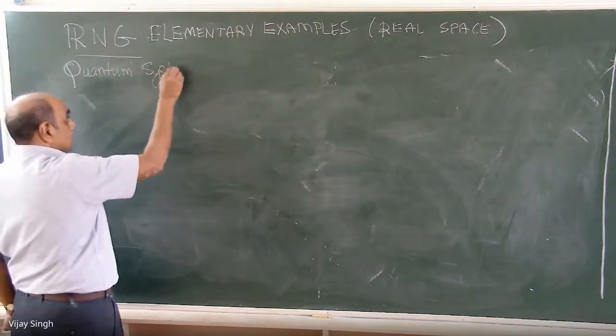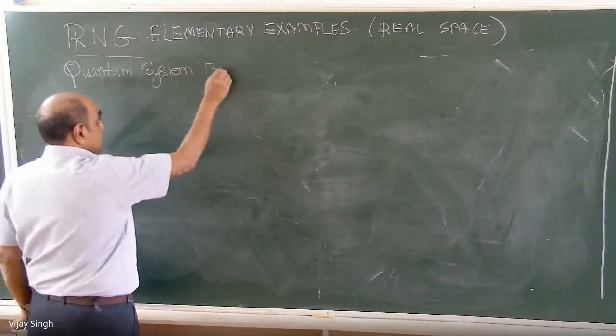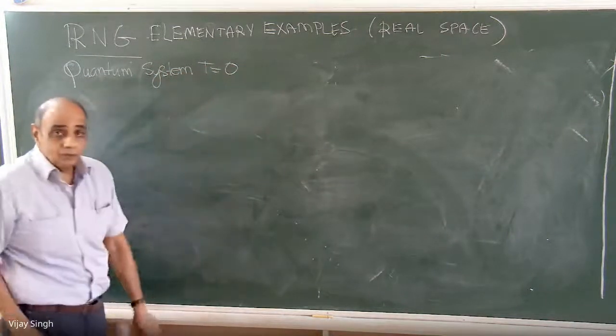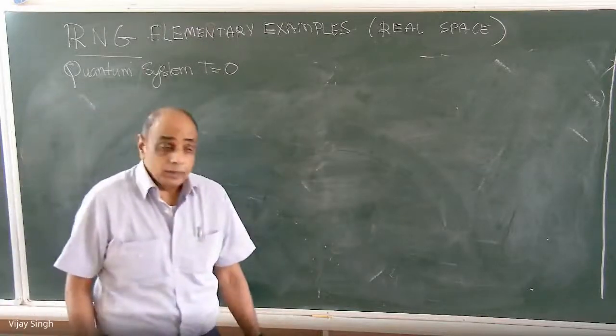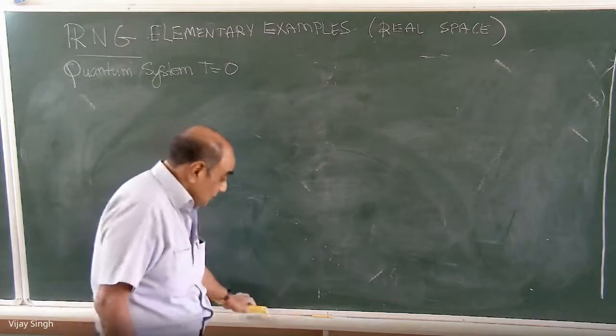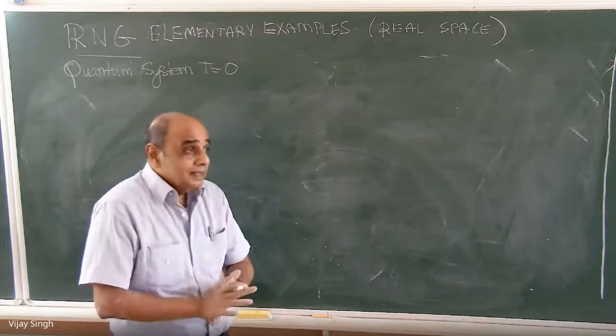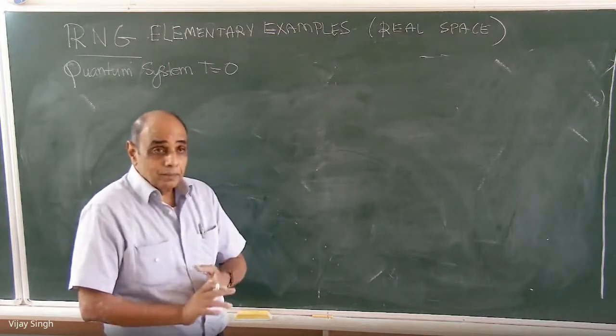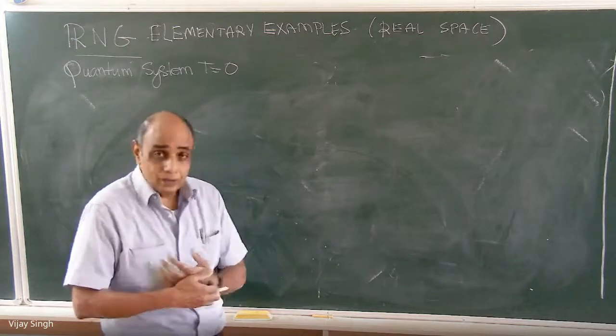Let me put it more clearly at T. How to do this problem? Okay. So this problem basically, what I'm after is what happens to the system if it is disordered.